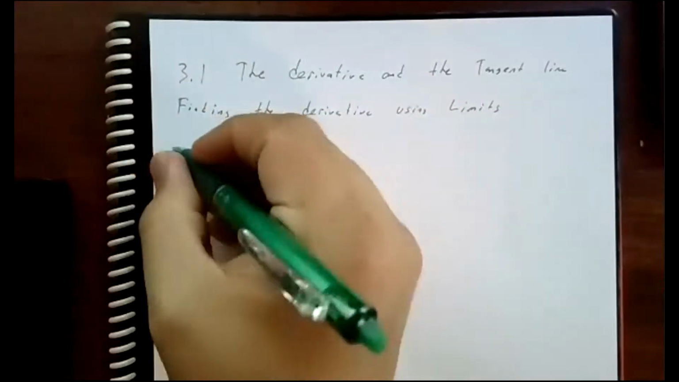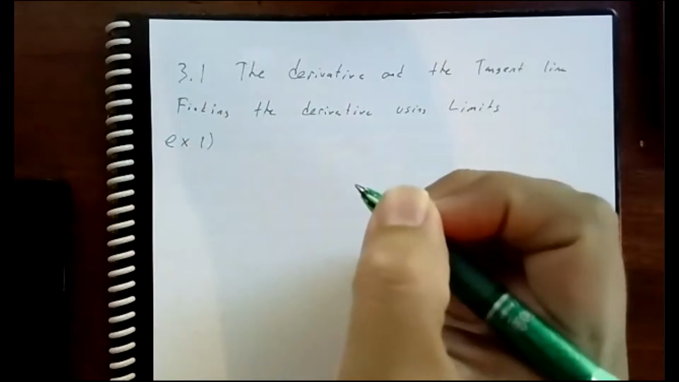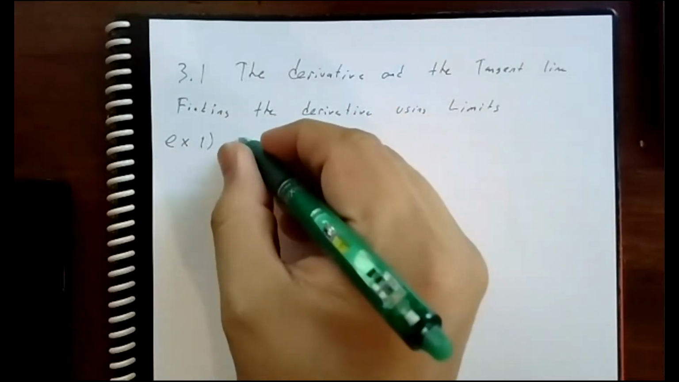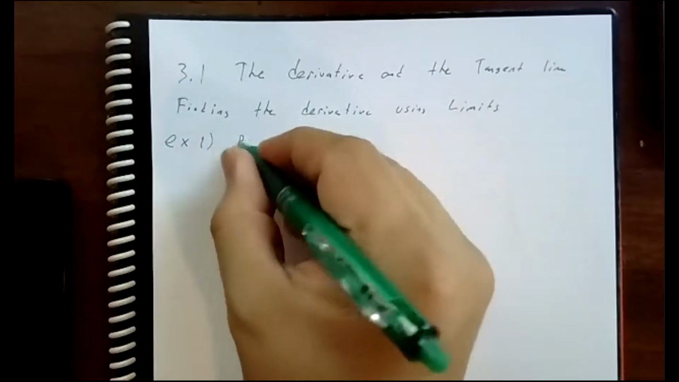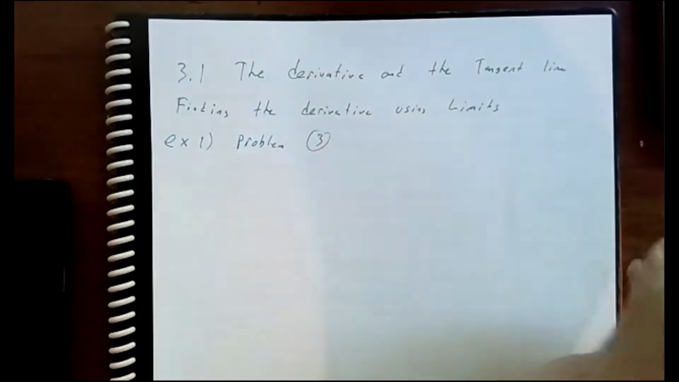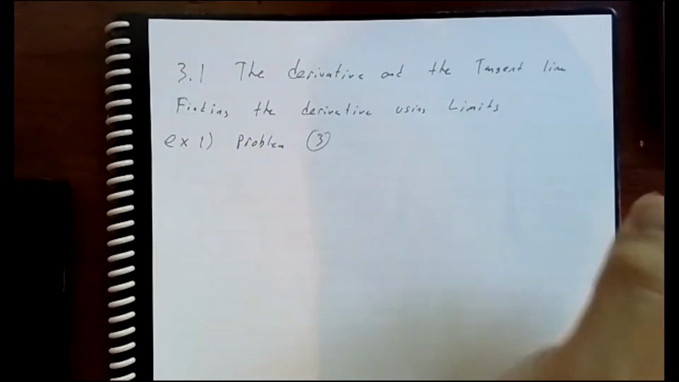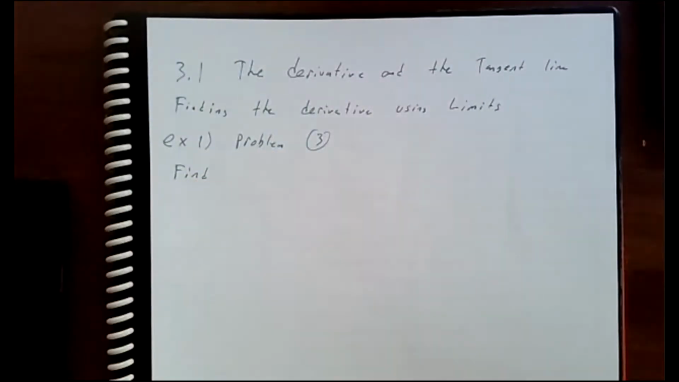Let's get to it. The examples in the homework, 3.1. Example 1. I'm going to pick, from the homework, problem 3. It's 3.1, right? So find, I can't see where I'm writing. 1 second.